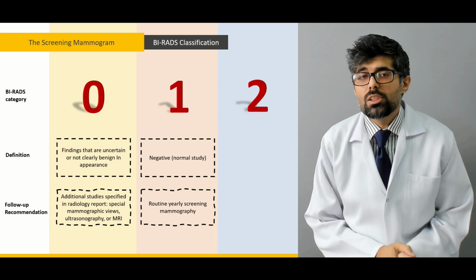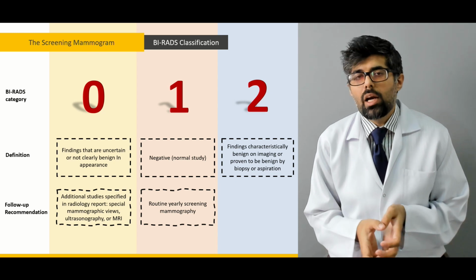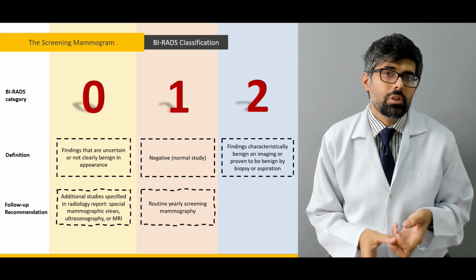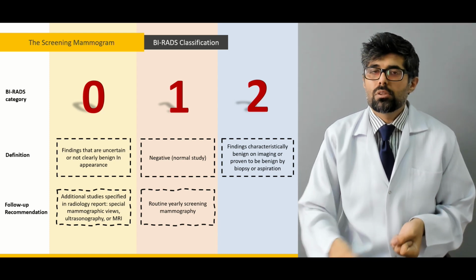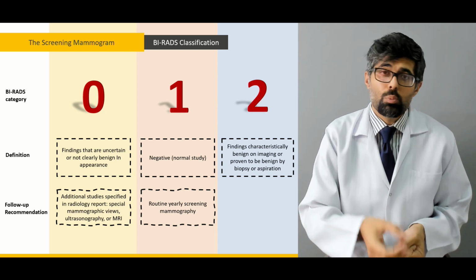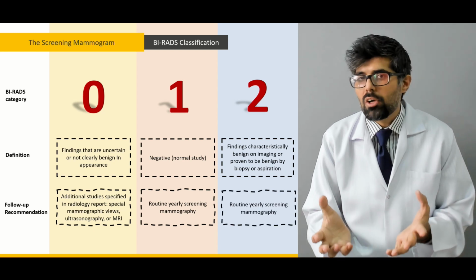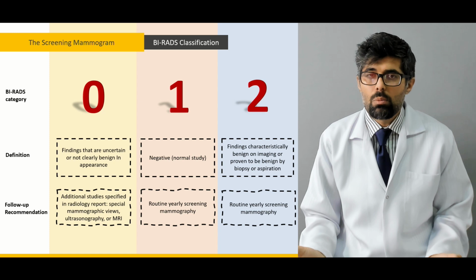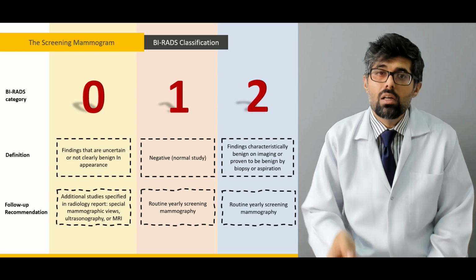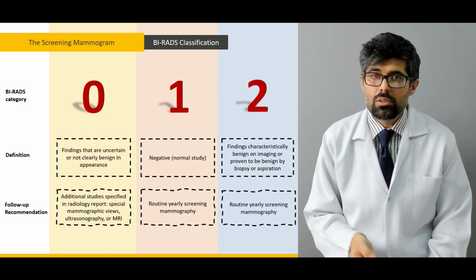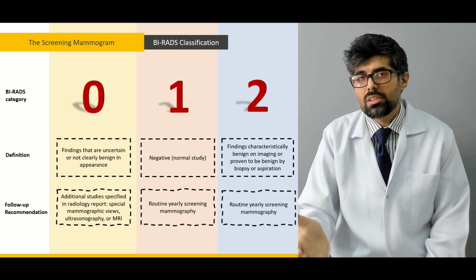Next one is class 2. In class 2, the findings are characteristically benign. This is very important because in class 2, all of the parameters and characteristics point to being benign. For this classification, again, we recommend routine yearly mammograms because the findings do not have one single piece of evidence that it is malignant. So class 2 has the same follow-up as class 1.